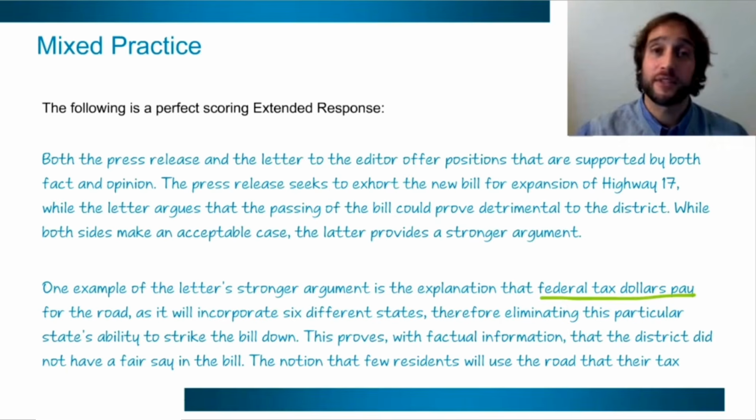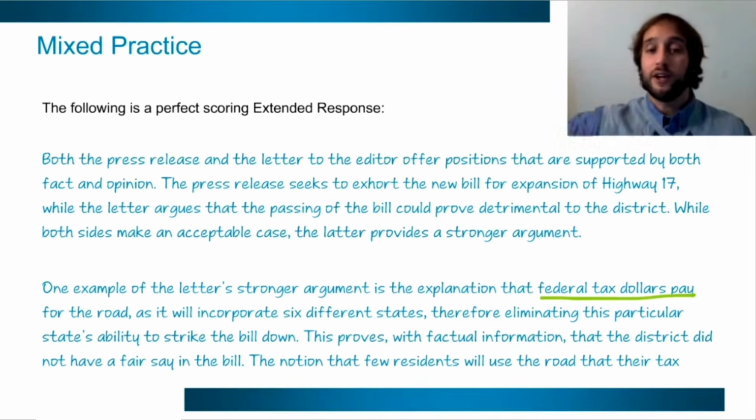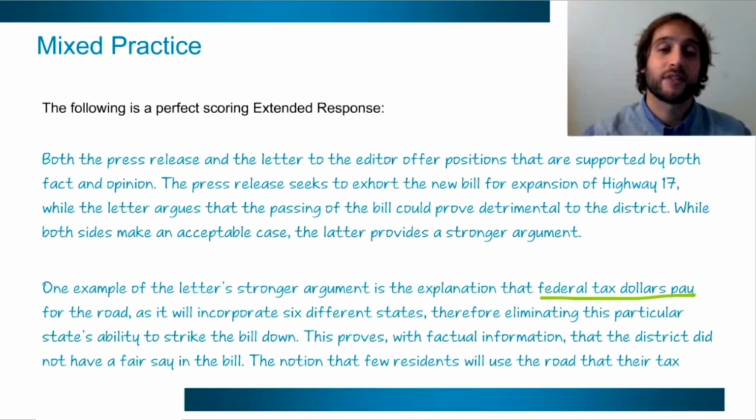Then we want to make sure we summarize their individual positions. The press release is in support of expansion, whereas the letter says that this is unacceptable and it could prove harmful even for our district. So we summarize the situation, we make sure we clearly state what the two stances are, and then our thesis statement is always, what position are you going to support?